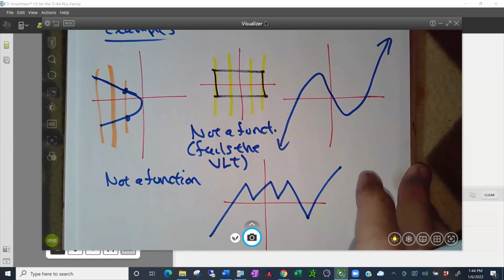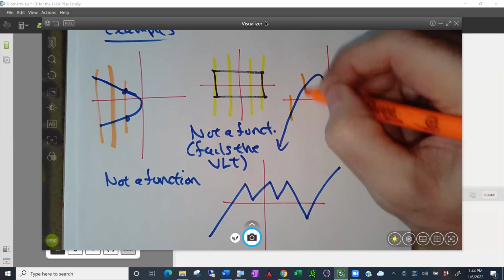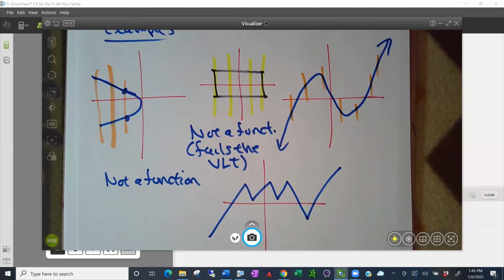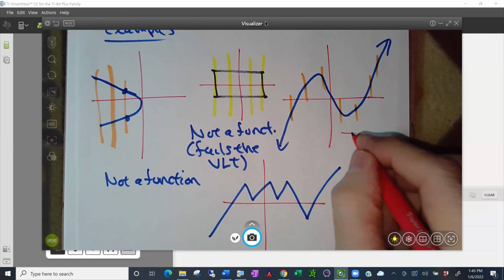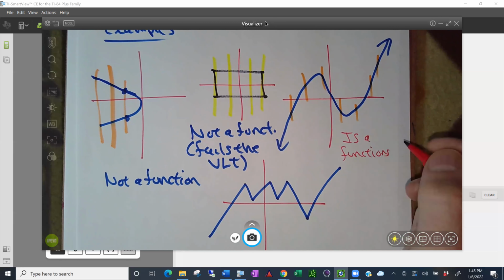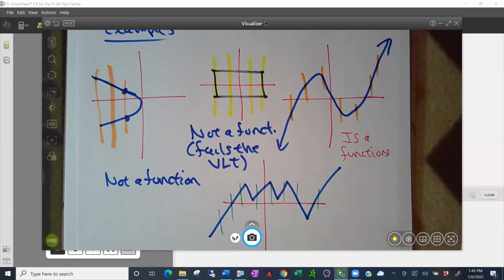How about this one? Did you give that one a pass? I know it's not the best drawn graph, but all the vertical lines here intersect this graph at most once. So this one is a function. It passes the VLT. So we're happy about that one. Now, how about the last one? Well, as crazy as it seems, going up and down like it does, it seems to pass the vertical line test. So it is a function.